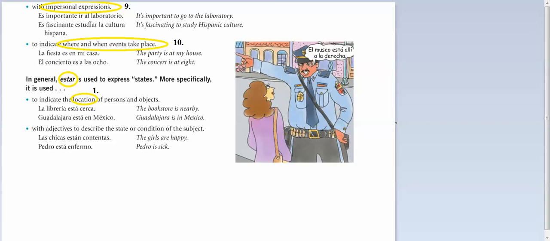It's also used with adjectives that describe a state or condition of the subject. So it describes how the subject is at that given moment in time. So las chicas están contentas.